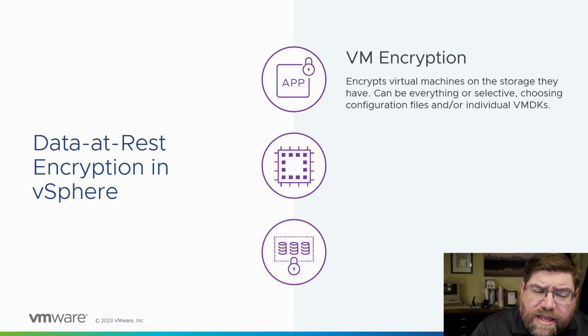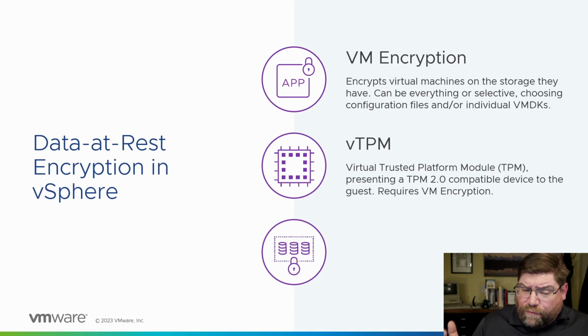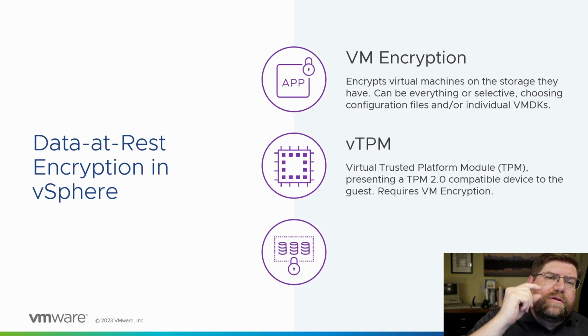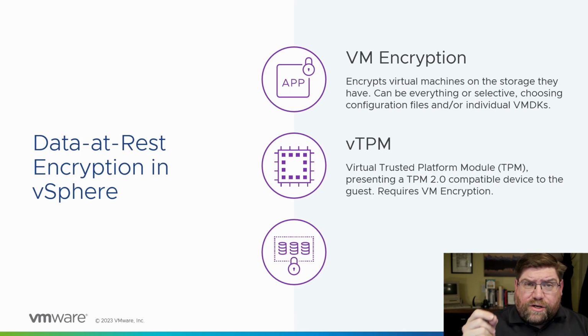vTPM is the Virtual Trusted Platform Module, and it's built on VM encryption. Because the workloads are going to be storing secrets in this Virtual Trusted Platform Module device, we need to keep those safe, and so we use VM encryption on disk to encrypt the configuration file. The NVRAM file in the home directory of the VM is what keeps the TPM data, and so that'll be encrypted. And so that's why it needs VM encryption.